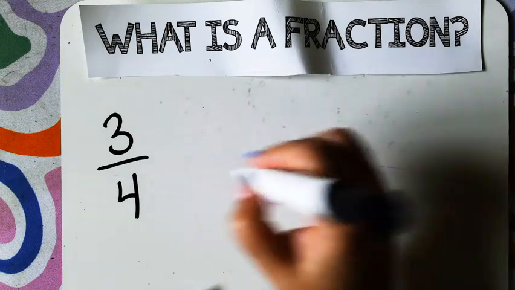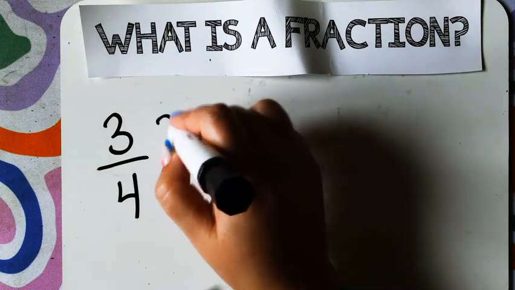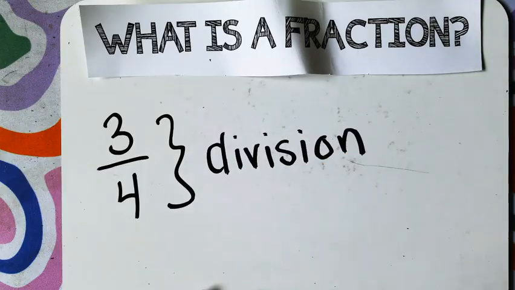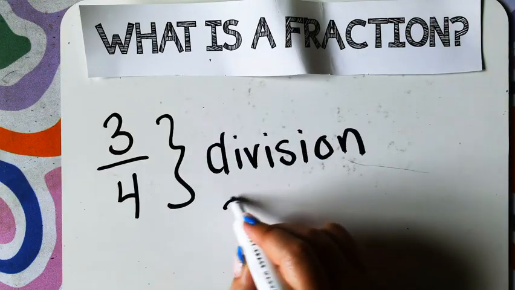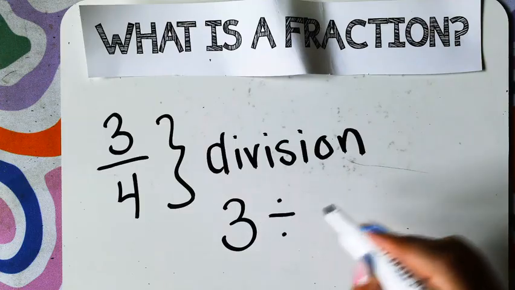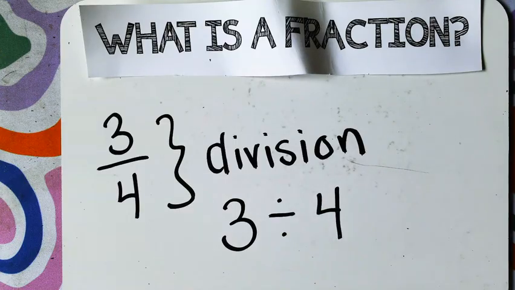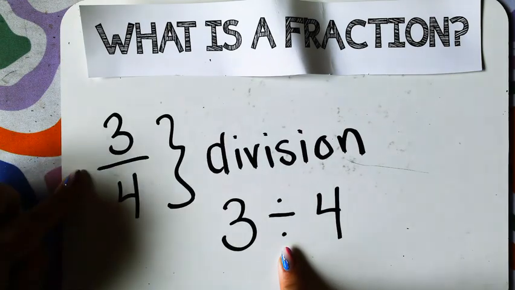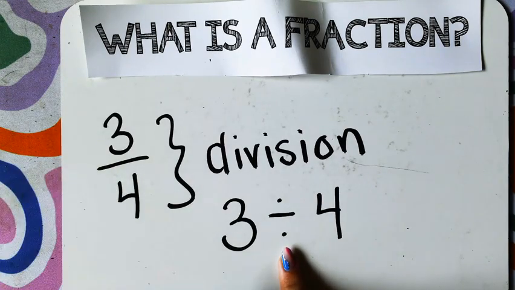A fraction can also mean division. And this fraction in particular means 3 divided by 4. Have you ever noticed that this symbol, the division symbol, looks a little bit like a blank fraction? That's because this symbol means division. This works the other way too.